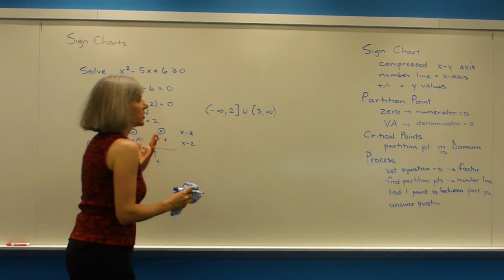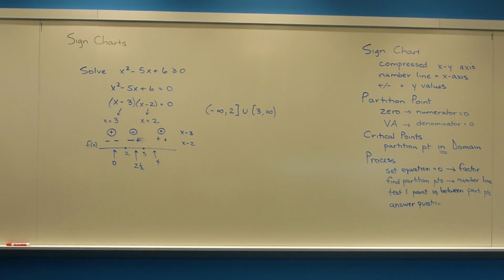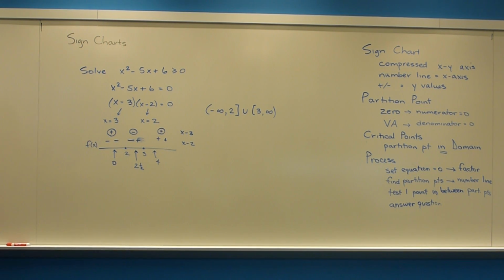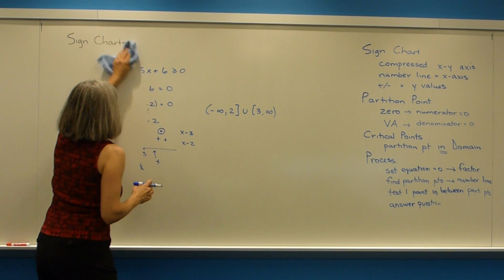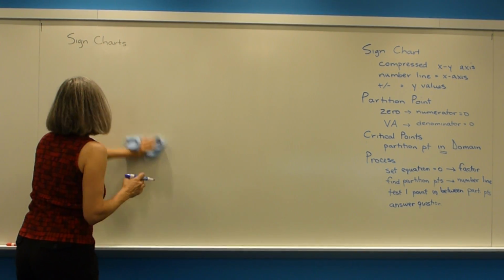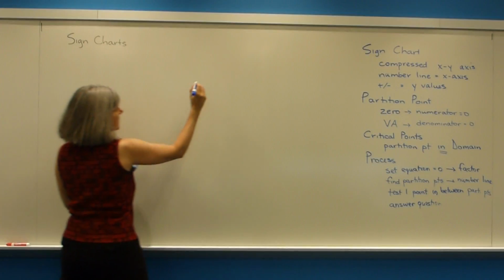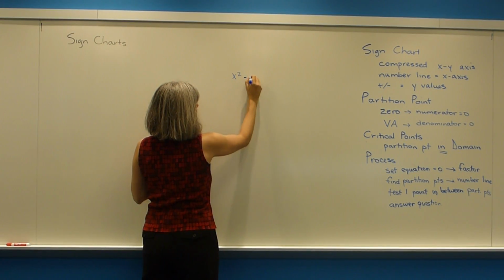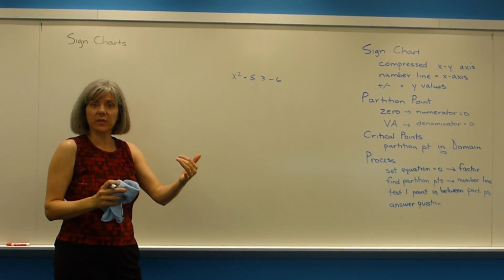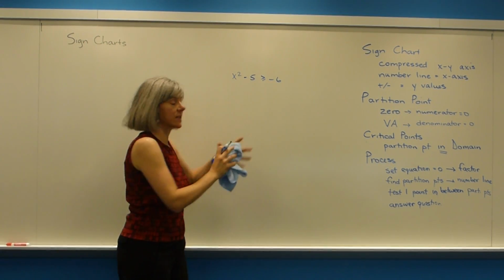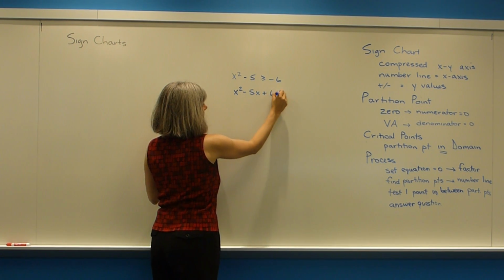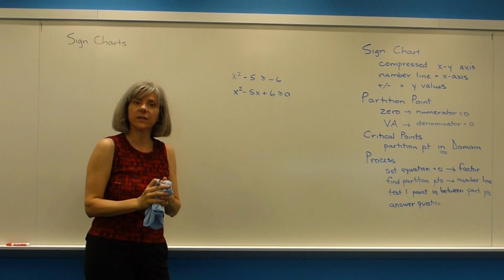Okay, so let's do another example. Oh, I should say, before we move on to a whole other example, that if I had started with x squared minus 5x greater than or equal to -6, that's the exact same problem as the previous one, because the first thing I would do is add 6 to both sides. And now I'm ready to go with the sign chart.